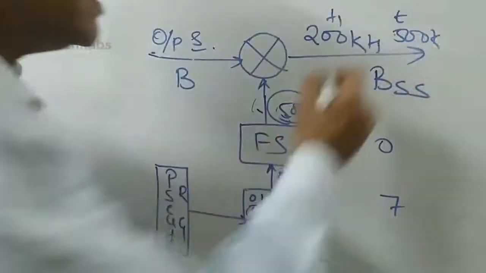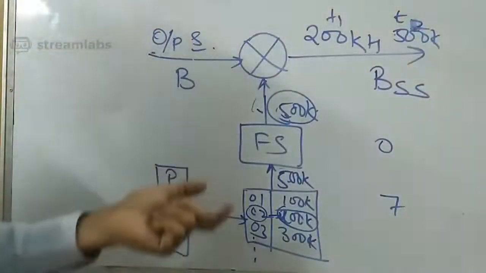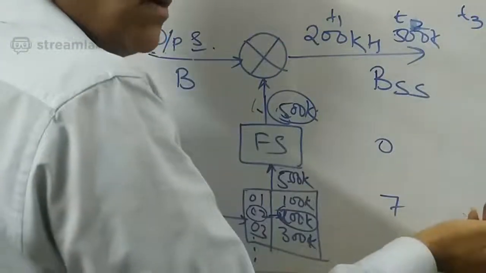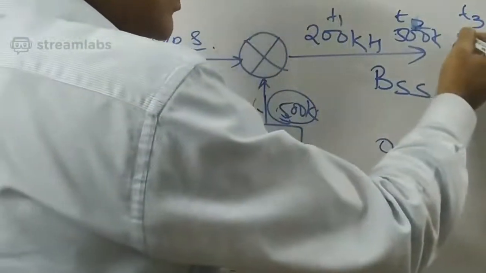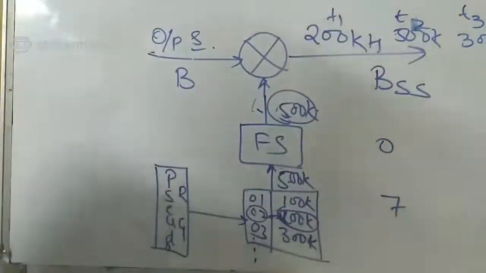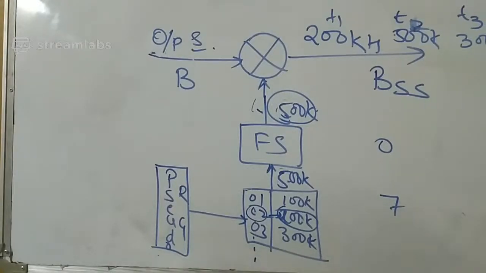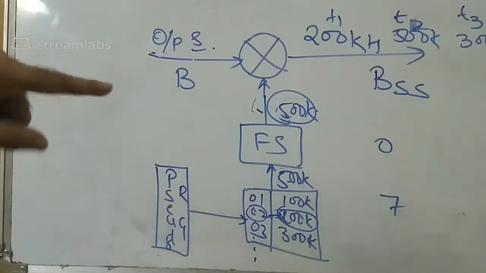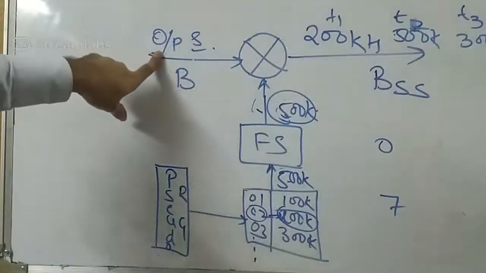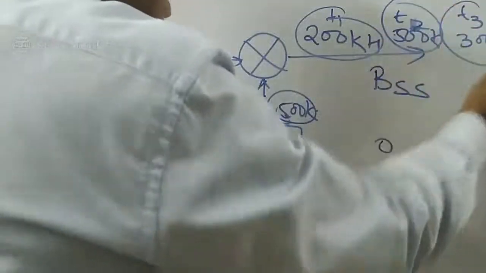And at the t3 duration, again a new number will be generated. Consider that for t3 it is 300 kilohertz. Then your signal will be modulated with the help of a 300 kilohertz carrier. So like this, you are using different carriers at different time intervals. The same input signal is modulated initially with this, then with this, then with this.